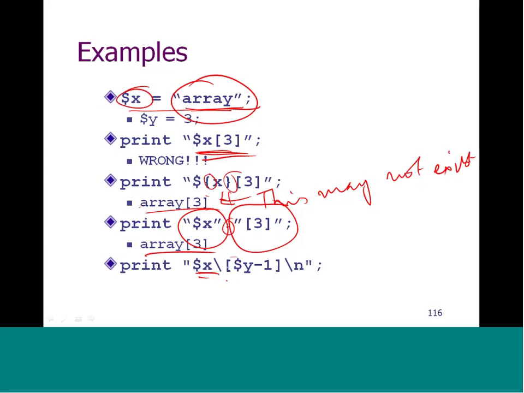$x, escape the square brackets, and then $y minus 1. This will print array 2, or literally $y minus 1, because it only evaluates this, it will not evaluate this function because these square brackets are escaped. So it just puts these values.